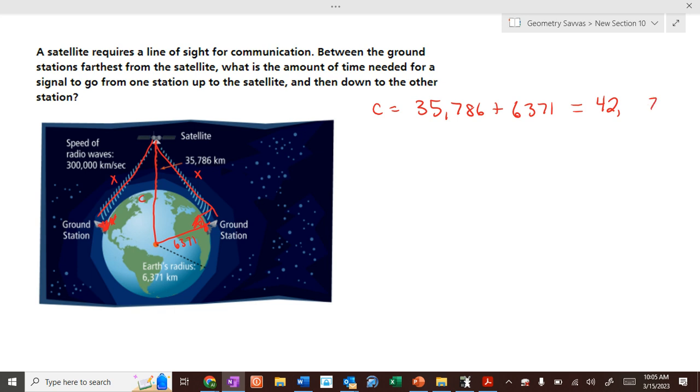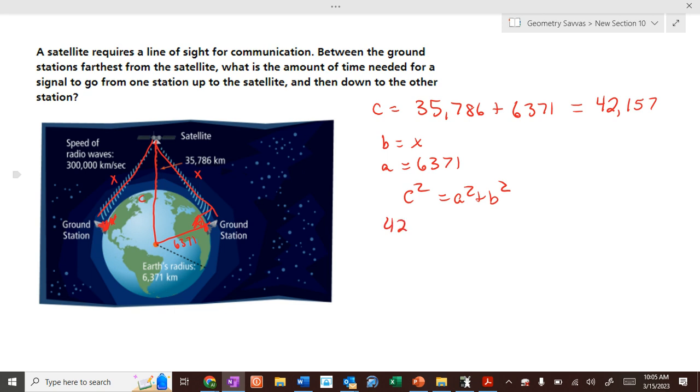Something, something, 7. 42,157. That's what C is. B is X. A is 6371. So you do the Pythagorean theorem. C squared equals A squared plus B squared.